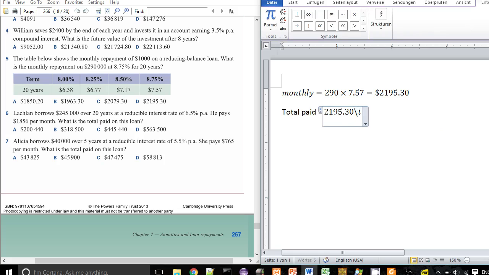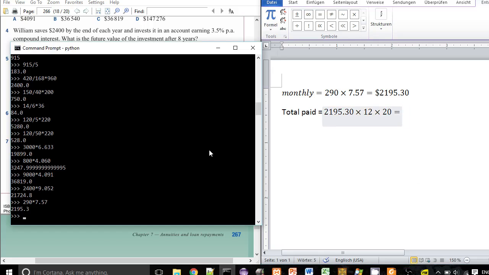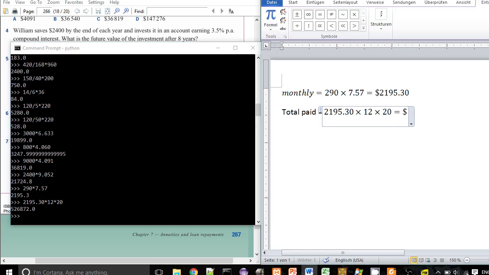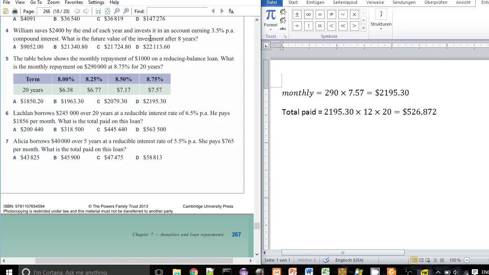You could do that. So there's 12 months in a year and it's for 20 years. Let's just do this as a little follow-up. I'm sure there's probably some questions coming up that are like this anyway. For 20 years, 526,872, that's it. Okay. So notice they borrowed $290,000, but they end up paying $526,000.